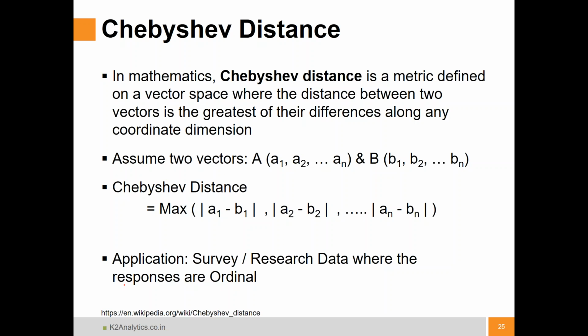This is also called the chessboard distance. If you just think of a chessboard, we have 64 squares. Now the distance between two pawns on a chessboard: you see the horizontal distance and the vertical distance, and whichever distance is maximum, that has to be considered as the distance. So this is called Chebyshev distance.